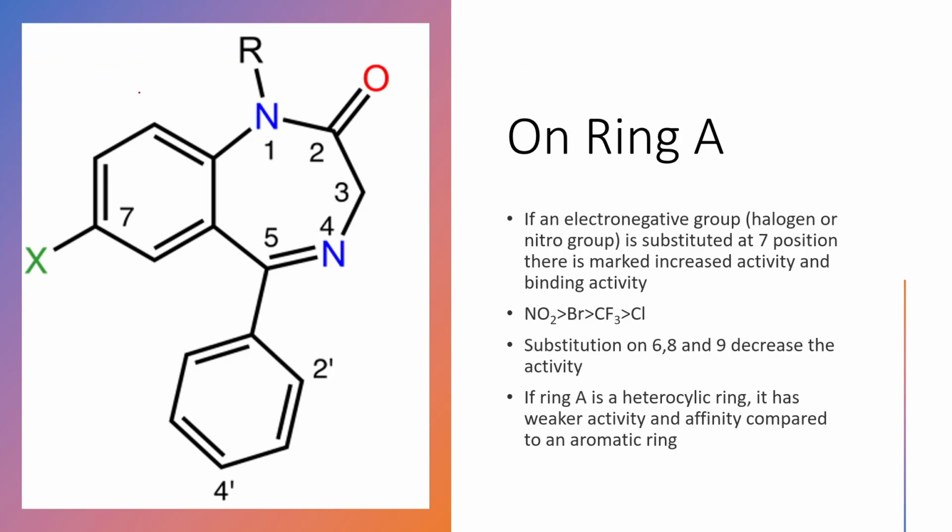So on ring A, so this is ring A. So let's number it 6, 7, 8, 9. So if an electronegative group is substituted at the 7th position we're going to talk about here, electronegative group meaning it has a high electronegativity like our halogens, there is increased activity and binding activity, meaning your benzodiazepine, if it has an electronegative group attached to it at the 7th position, it makes it more potent. And there is actually a hierarchy on potency.